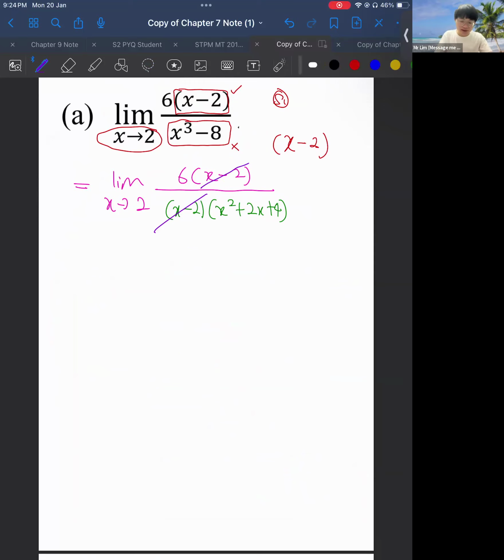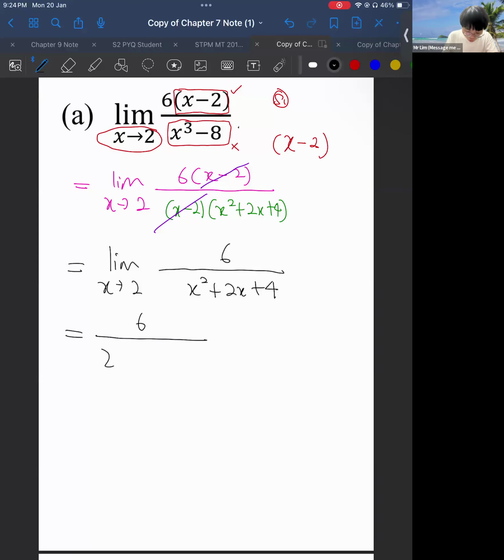Cut. Okay. Continue to write one more time before you substitute, which is 6 over x squared plus 2x plus 4. Now substitute x equal to 2: 6 over 2 squared plus 2 multiply 2 plus 4 equal to 6 over 12, which is 1 over 2.